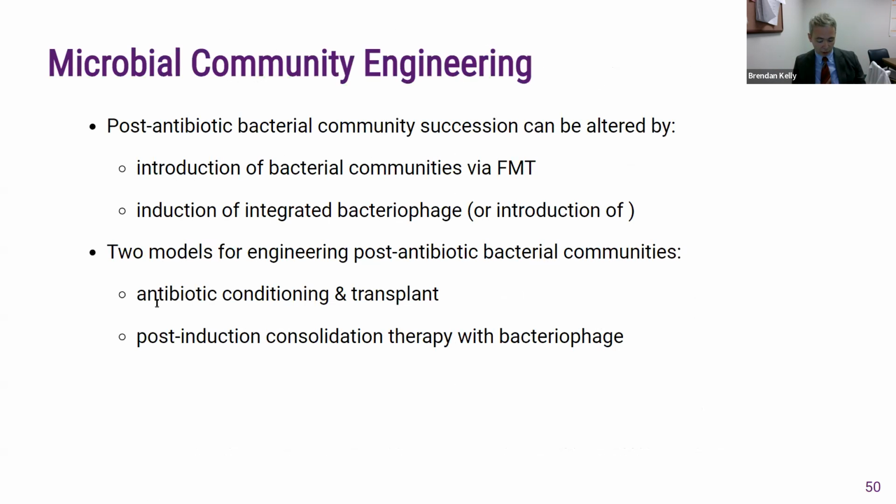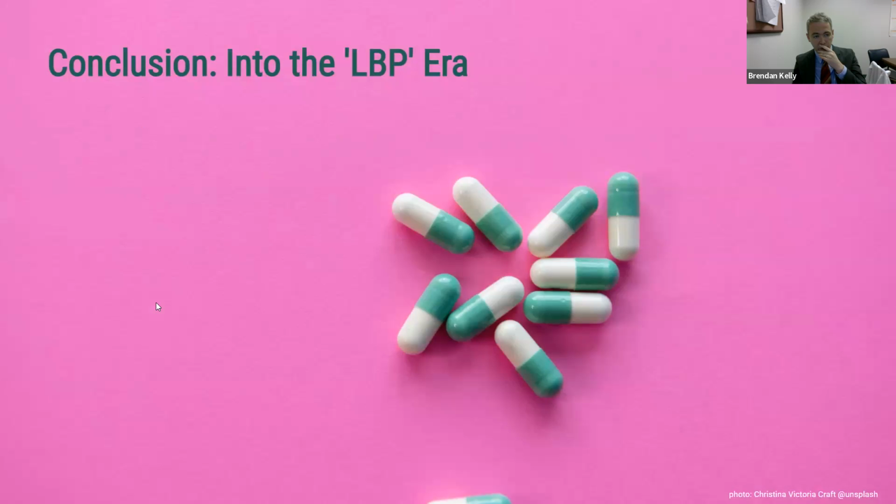So just to sum up the microbial community engineering piece, post-antibiotic bacterial community succession can be altered by either introduction of bacterial communities via FMT, or induction of integrated bacteriophage, or the introduction of exogenous bacteriophage as is being piloted by a lot of biotech companies. And I think of this again as 2 models for engineering post-antibiotic bacterial communities. One is you get your antibiotic conditioning and then you get a transplant. The other is that you get induction therapy with an antibiotic and knock down a lot of bacterial species, but then we do narrower or more targeted consolidation therapy with either an introduced bacteriophage or induced bacteriophage so that we can allow healthier repopulation after antibiotic treatment.